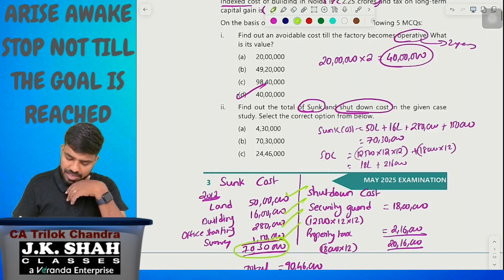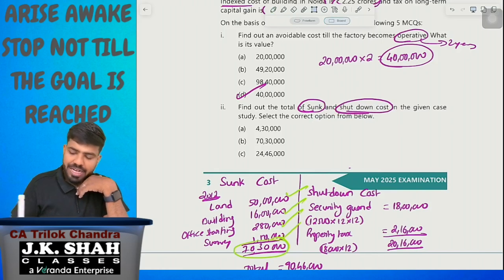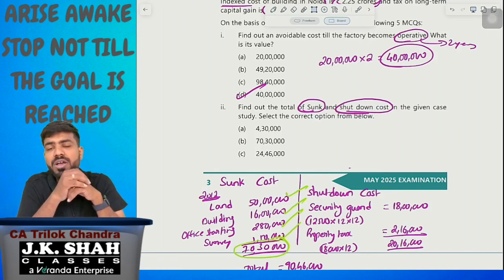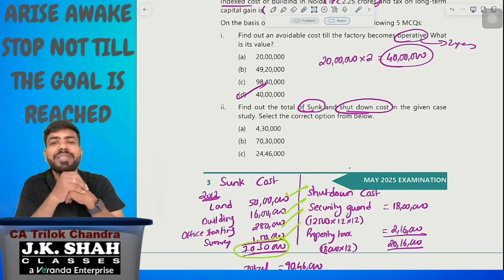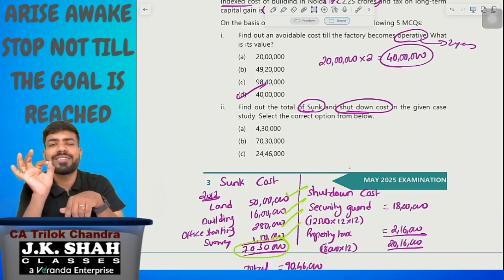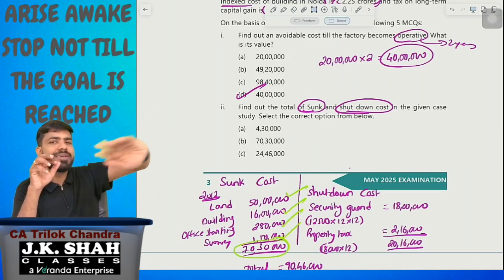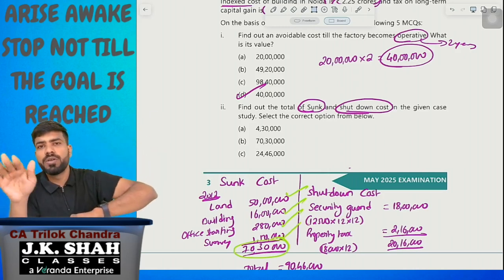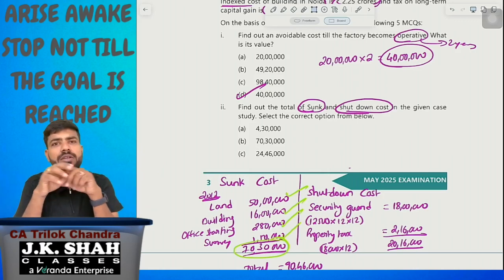Next, shutdown cost. What do you mean by shutdown cost? Cost incurred during the shutdown of the business. In this question, for how many years did the shutdown happen? 12 years. He started in 2012, and immediately he shut down up to 2024. The company shut down. During these 12 years, what is the cost incurred?